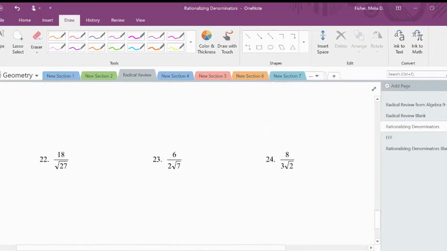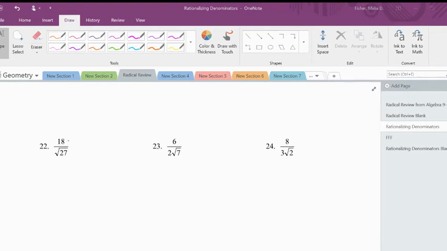Let's go down to 22. Notice that I'm going to be multiplying both the top and the bottom times the square root of 27. So that actually will leave me 18 square root 27 over 27, because I already know that if I multiply square root of 27 times square root of 27 and then take the square root, I'm going to be back to where I started.